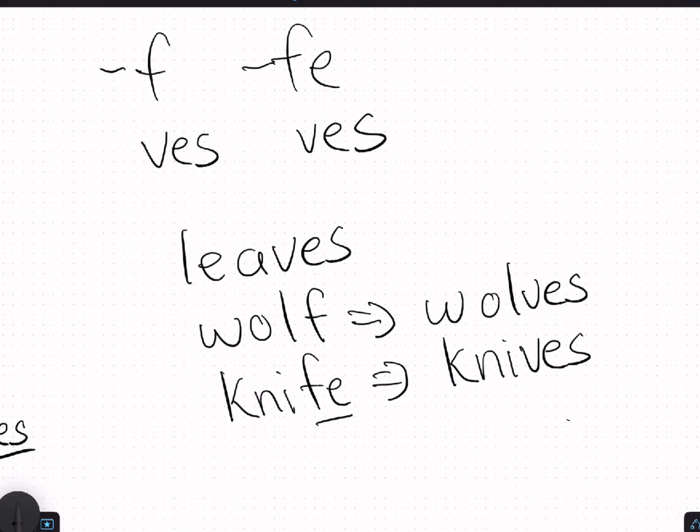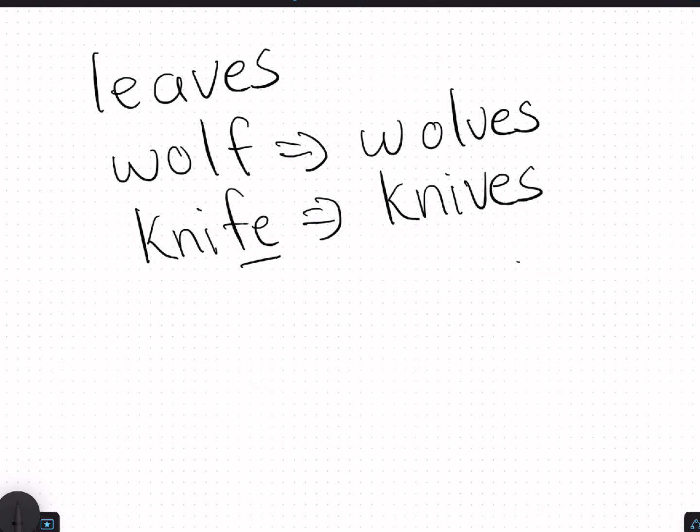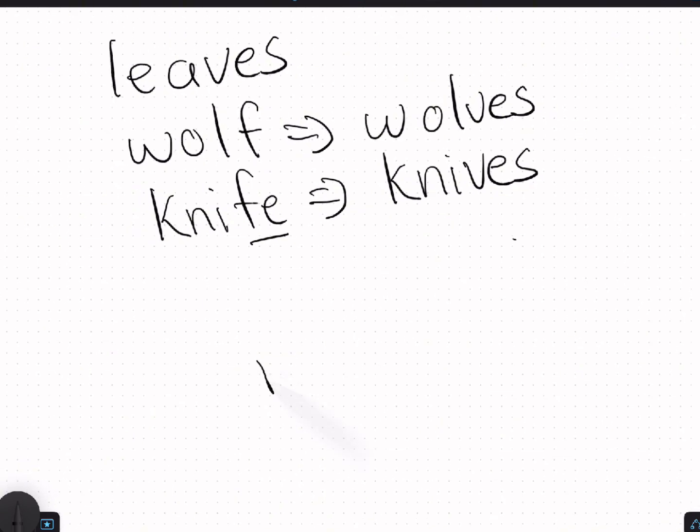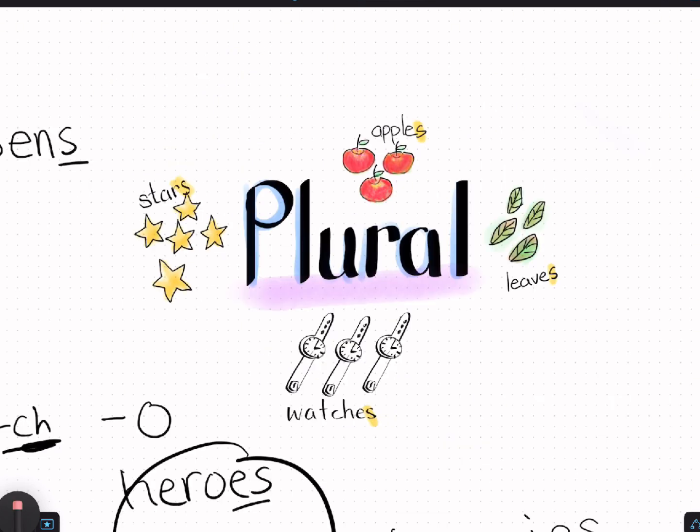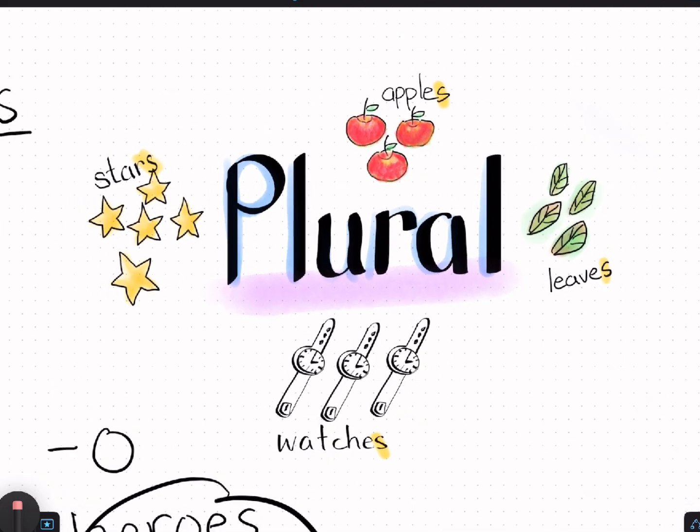But you know what? Sometimes English is crazy. Words like roof, you don't add VES, or you don't change F to VES. You just add an S. Roofs or beliefs. Just add S. But most of them, when it's F or FE, you change it to VES. I hope that helps.